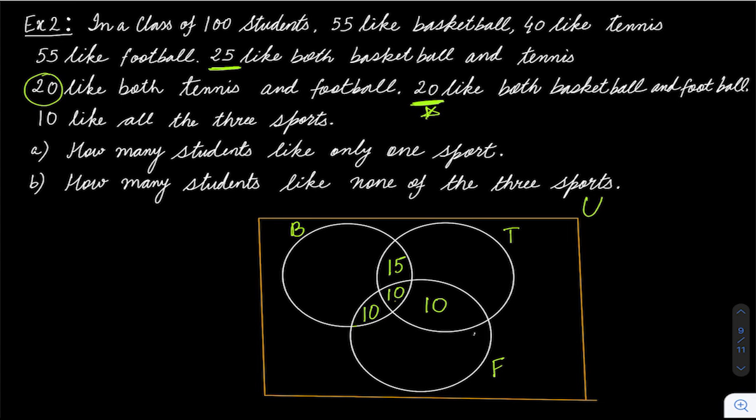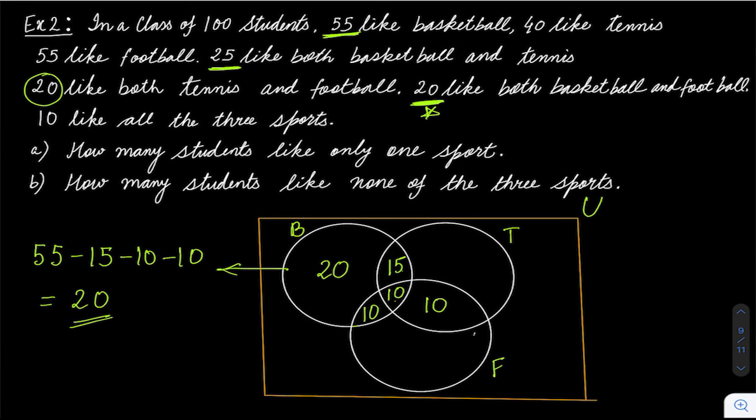Let's go for basketball. Total students that like basketball are 55. So already we have written 10, this as 10, this as 15. In this, how many should we write? Total is 55 minus 15, 10, and 10 that we have already written, that is 35, leaving 20. So this number should be 20.